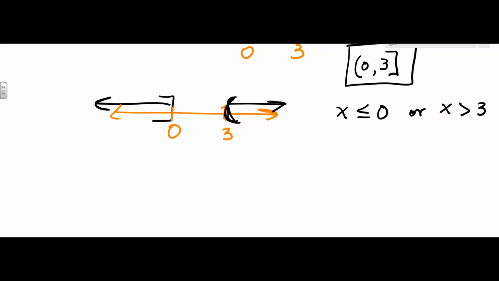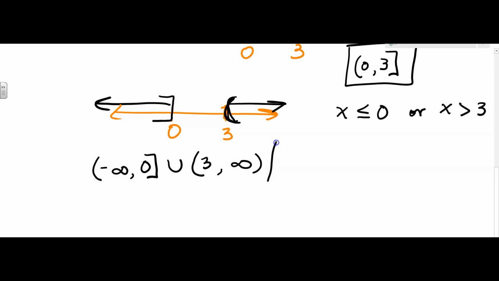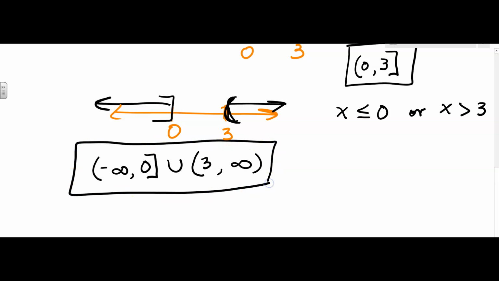For an interval, though, you would write it from left to right. You're going to say parenthesis, negative infinity, up to 0 with a square bracket, because we're including the 0. Then we have to skip over the numbers between 0 and 3 because we're not including those. So we're going to say union. Stop at 0, include the 0. Now take a break, and then pick it up again at 3, parenthesis 3, we're not including the 3 this time, to infinity. That's how you would write that in interval notation.